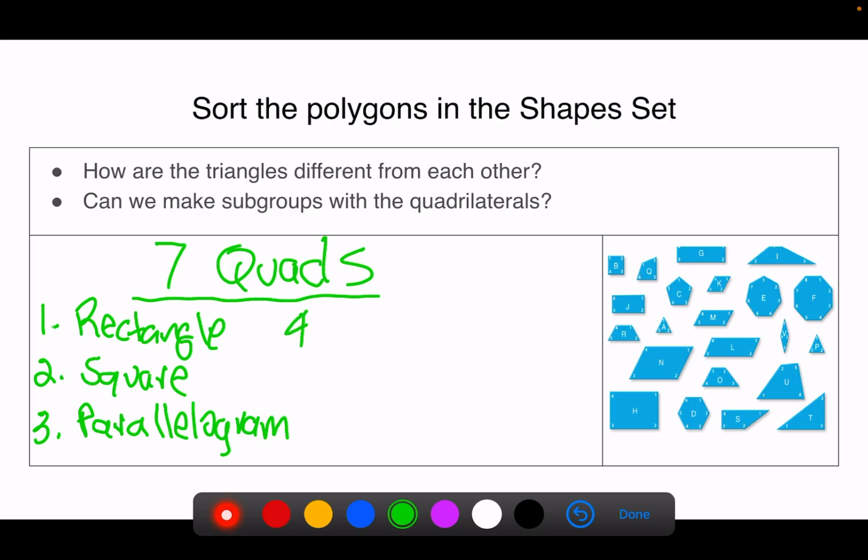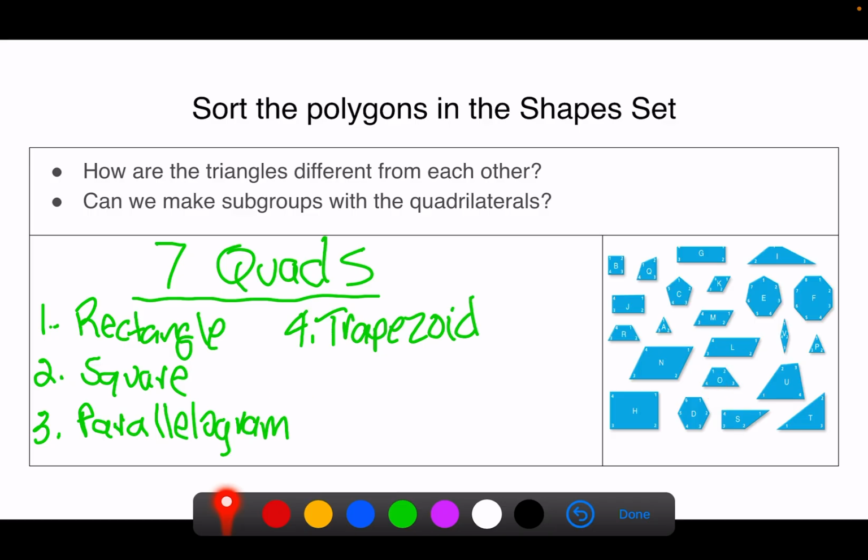Number 4 is a rhombus. Whoops, let me erase that. Let's do trapezoid instead, because a trapezoid and a parallelogram are related. A trapezoid, like this one right here, has 2 sides parallel, the bottom and the top, whereas a parallelogram has all opposite sides parallel. A trapezoid only has 1 pair of opposite sides parallel, so it's similar.